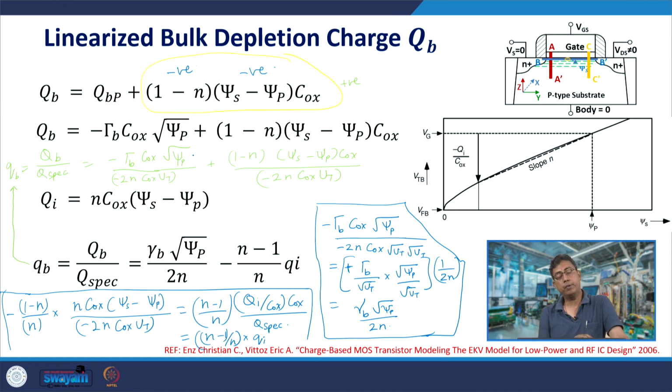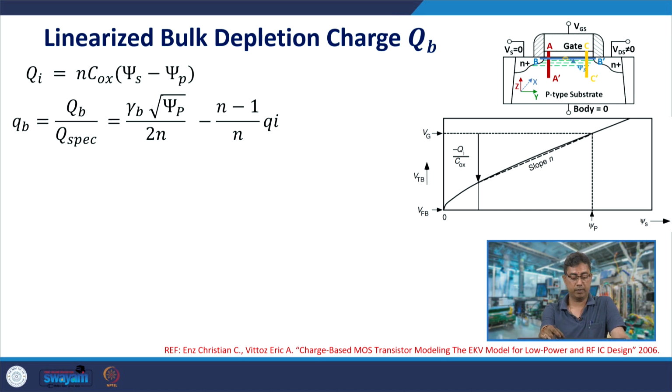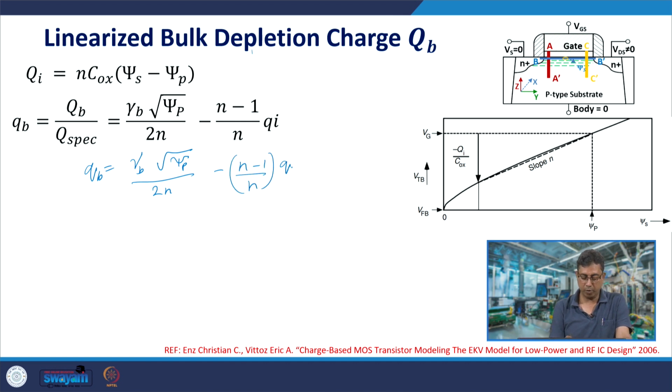which relates the depletion charge and surface potential. So, how do these expressions look? The inversion charge is this. The depletion charge when normalized is gamma b square root of normalized chi p by 2 n minus n minus 1 by n normalized qi.